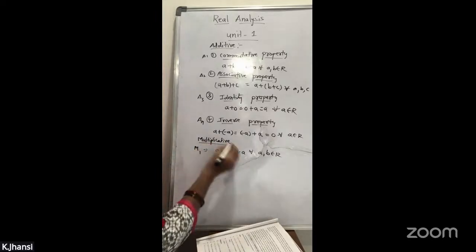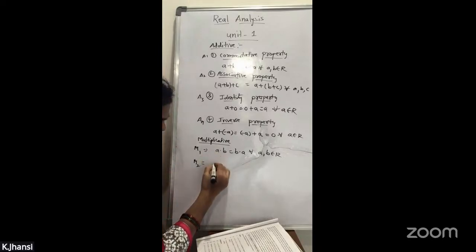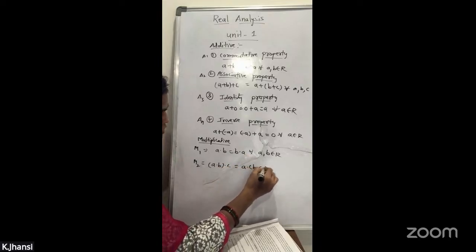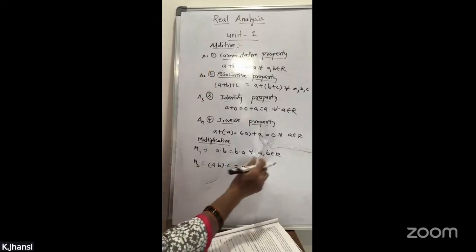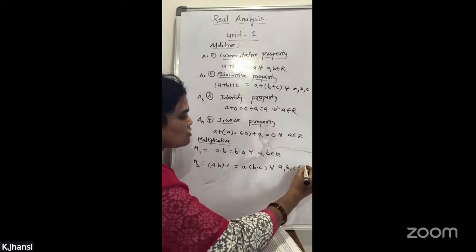Next one is M2. M2 is the associative property, that is (a into b) into c is equal to a into (b into c). This is the associative property. I am writing M1 and M2, and here you can see what those properties are. So (a into b) into c for all a, b, c belongs to R.